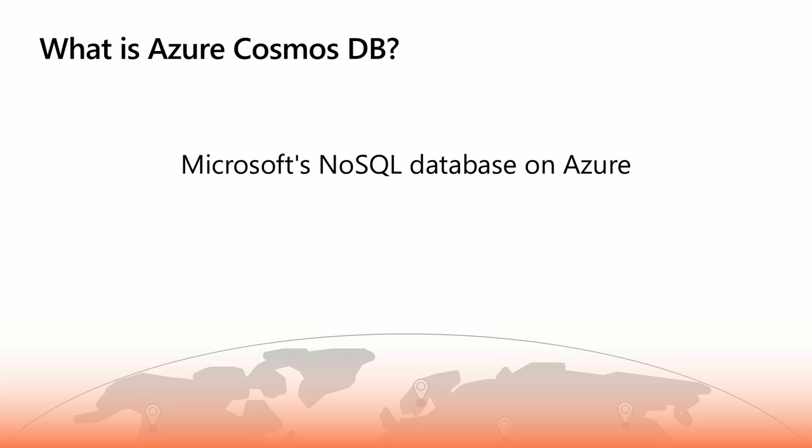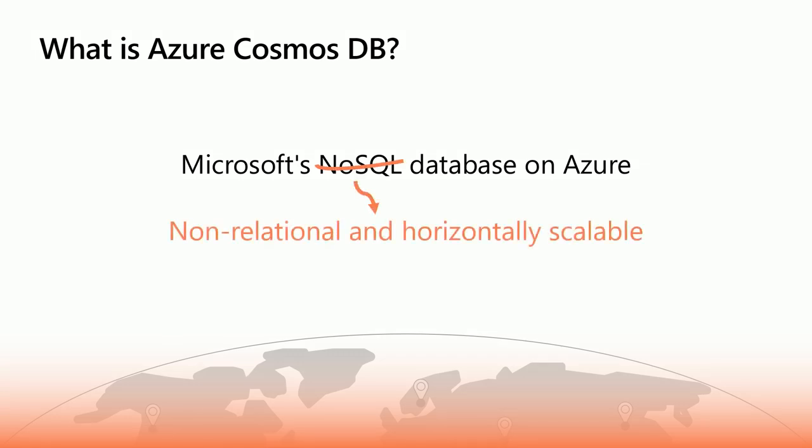What is Cosmos DB? We have so many different ways to answer that question. We usually say that Cosmos DB is a globally distributed, multi-model, high-performance, always-on database. But for the purpose of my presentation, I'm going to introduce it as being Microsoft's NoSQL database on Azure. And by NoSQL, I mean that Cosmos DB is a database that is non-relational and horizontally scalable. So let's take a moment to actually explore and understand what that means.